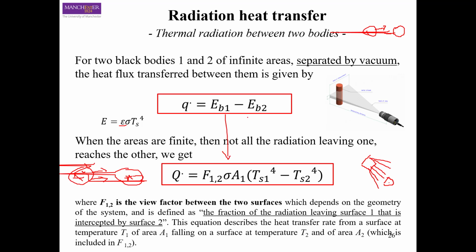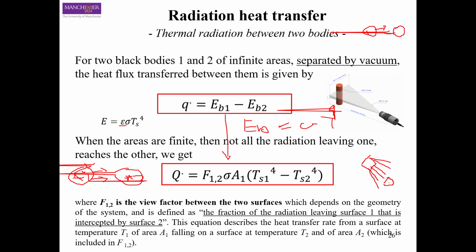So we know that EB is equal to sigma times T raised to the power 4. And so if you put the value in this equation and then multiply by the area, that is A1 here, you have this sigma times A1, and then because you have two temperatures, TS1 and TS2 raised to the power 4. So this is exactly the same equation. You just have to put in the value of sigma times T raised to the power 4.